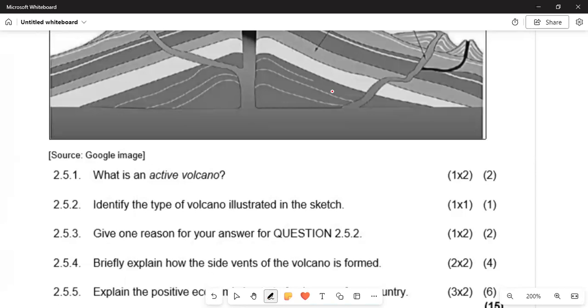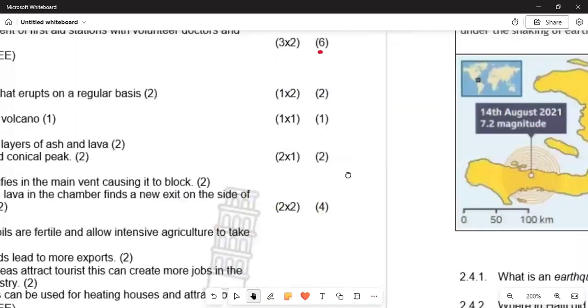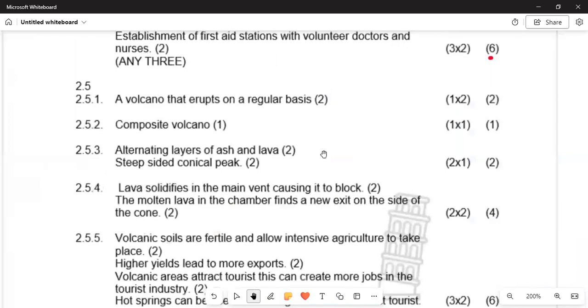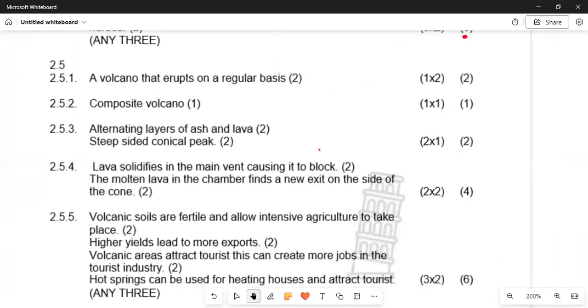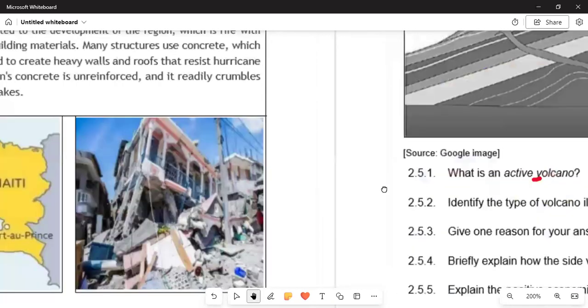So we are saying that an active volcano is a volcano that erupts on a regular basis. Then you get your 2 marks. And then what type of volcano is that? It is a composite volcano. Why are we saying composite volcano? Sometimes it dies out, over time it would start to erupt again. So that is why we need to understand this concept. And then in 2.5.3, give one reason for your answer in 2.5.2. Why are you saying that?